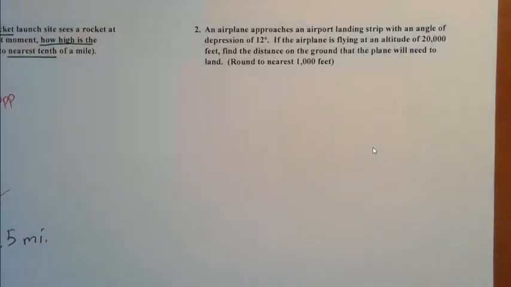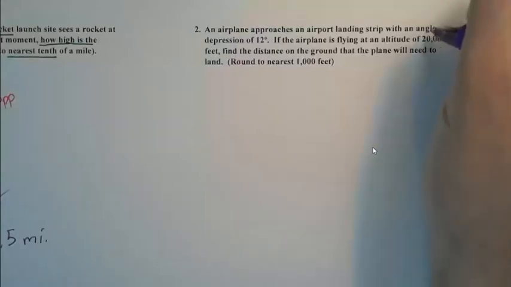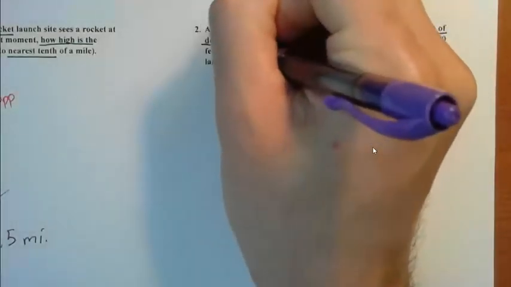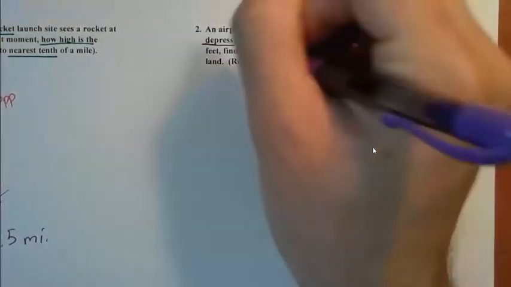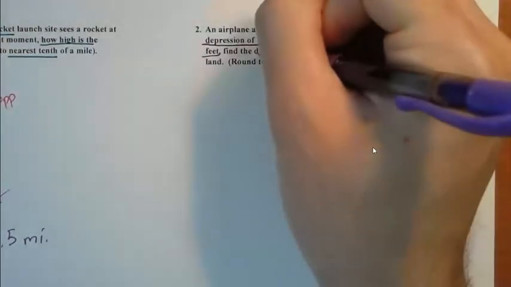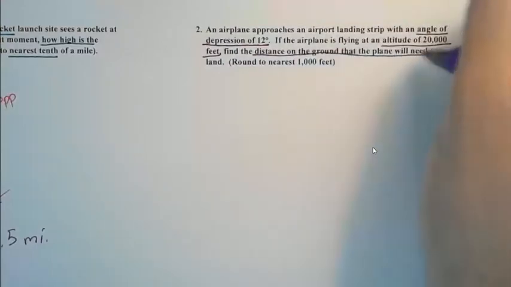So in this problem, we see that an airplane approaches a landing strip with an angle of depression of 12 degrees. So we'll need that 12-degree statement. Altitude is 20,000 feet. And we want to find the distance on the ground that the plane will need to land.